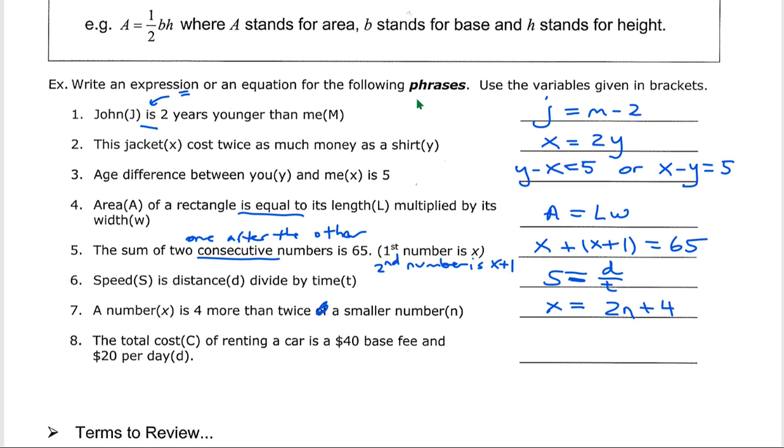Okay, and the last one, the total cost C of renting a car is a $40 base fee and $20 per day. So we've seen these ones before, that's a linear relation. The total cost C of renting a car is $40 base fee and, so "and" is plus $20 per day. So per means multiply. If you know the number of days, you multiply the number of days by 20. So plus 20 little d. Okay, so that's your introduction to setting up the word problem.